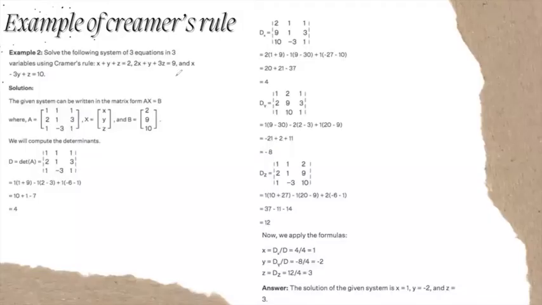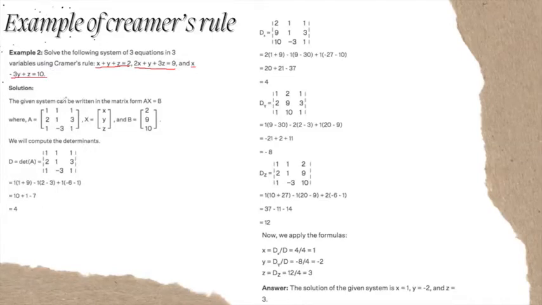The example for Cramer's rule of 3 by 3 is: solve the following system of three equations in three variables using Cramer's rule. x plus y plus z equals 2, 2x plus y plus 3z equals 9, and x minus 3y plus z equals 10.